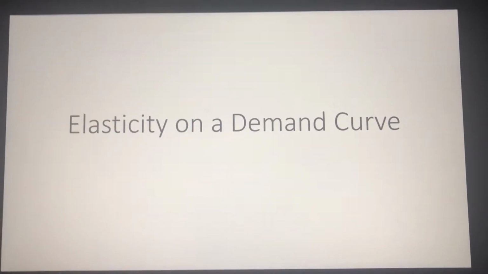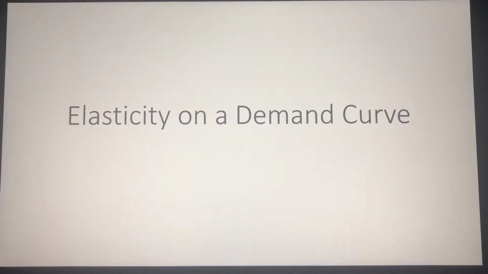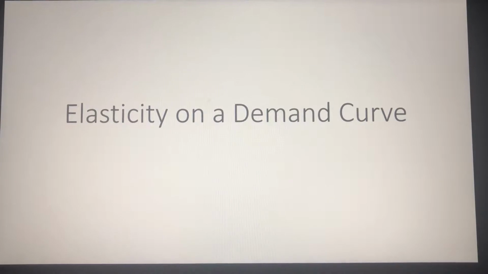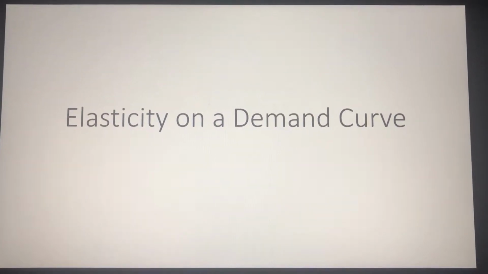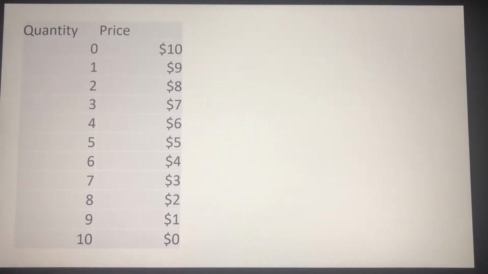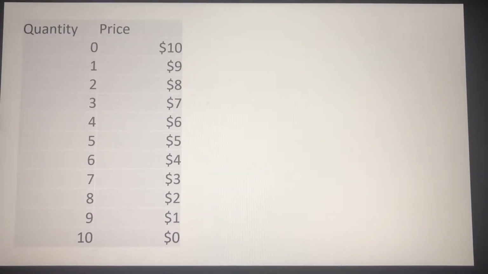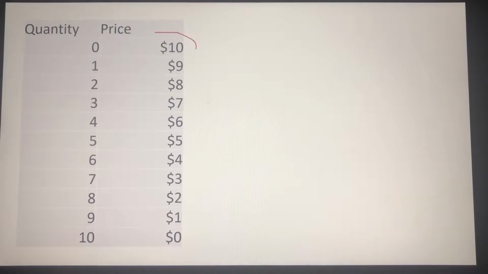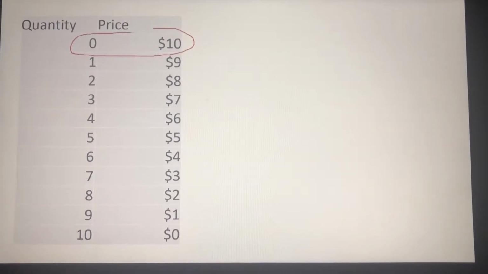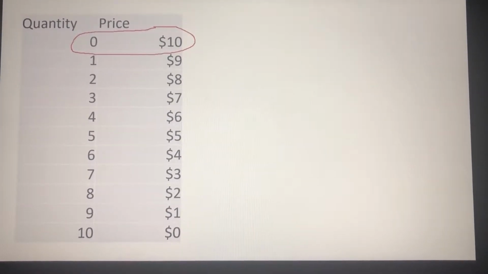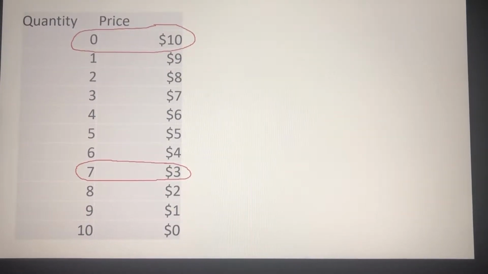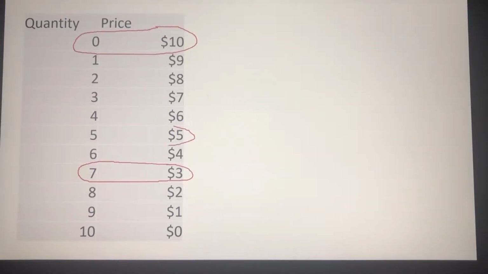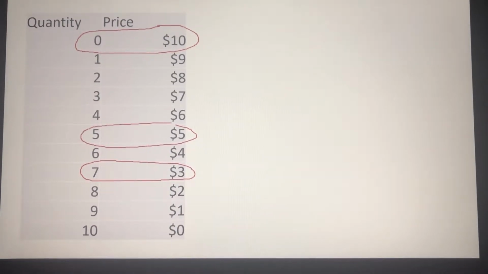Elasticity on a demand curve varies at different points on the demand curve. To show price elasticity on a graph, we're going to use the following data. What this data tells us is that at $10, 0 units of the product are going to be sold. At $3, 7 units of the product are going to be sold. And at $5 or equilibrium, 5 units are going to be sold.